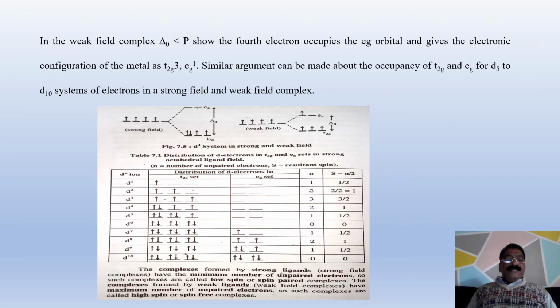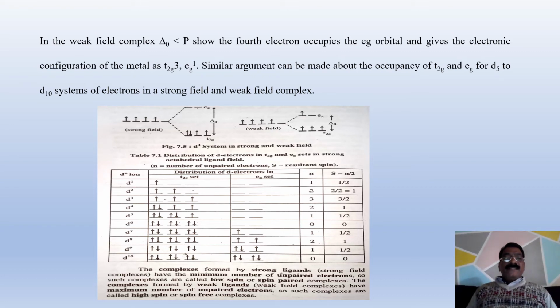See here the d1, d2 and d3 systems. There is a similar arrangement. For the d4 system, due to the strong field, it will get paired and there are 2 unpaired electrons. For the d5 system, again there are 2 pairs and 1 single electron. In the d6 system, all 3 t2g orbitals will get paired. There is no unpaired electron.